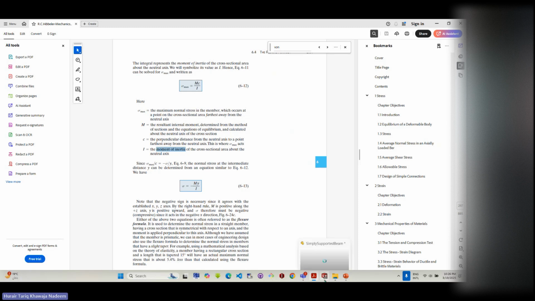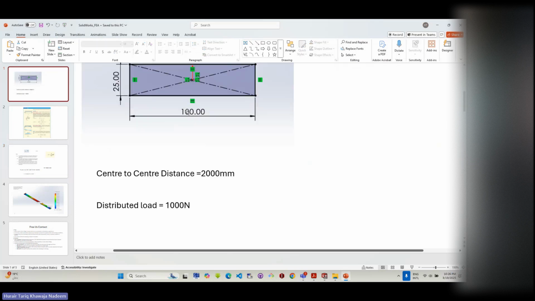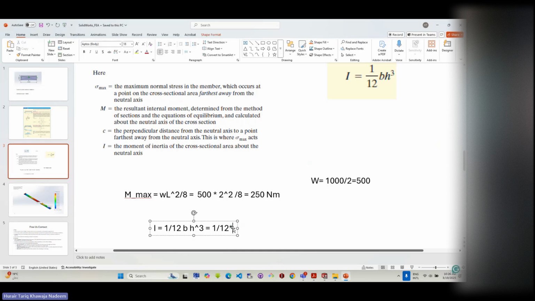So this is I. So let's calculate this. How do I know I? So insert text box. I is what? 1 divided by 12, B H to the power 3, isn't it? So 1 by 12 as it is, multiplied by B. In our situation, B is 100 and H is 25. So I'm going to come over here 0.1, which is 100, and H is 0.025 to the power 3. If I do the calculations, I'm going to get 1 divided by 786,0000 meter 4. Meter 4 is the unit. So this is the value of I.